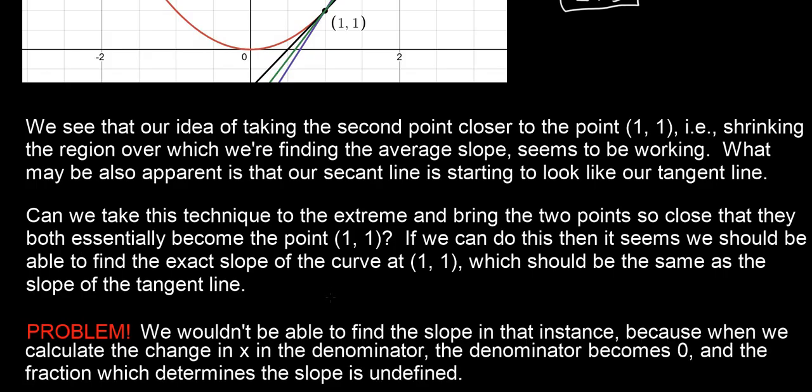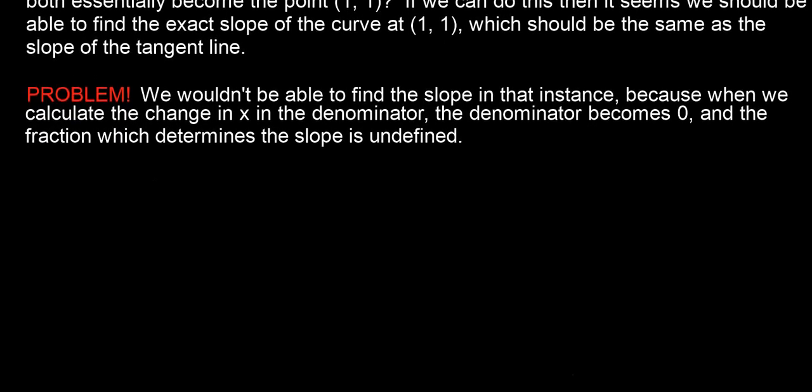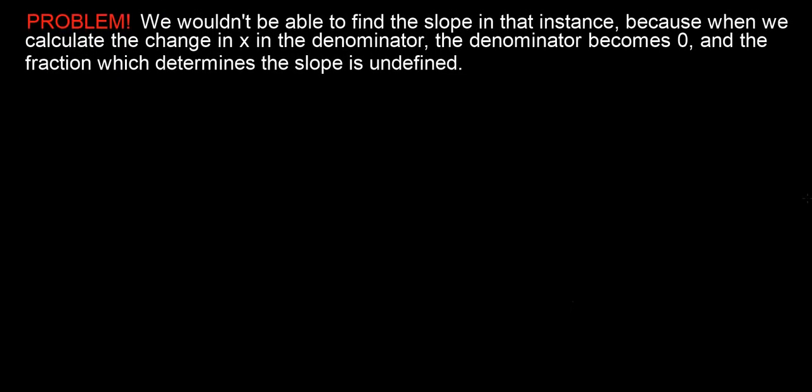Well, and what is the problem? When you do the division, if you take a second point, but that second point is the same as the first point, when you calculate the change in x, there's no change. That makes the denominator zero. And so the fraction that determines the slope is undefined. So we can't put the second point on top of the first point. Right? We can't do that. Is there anything we can do?